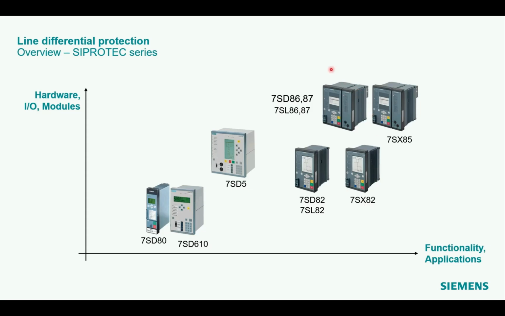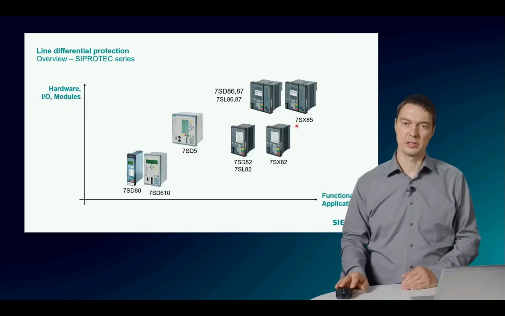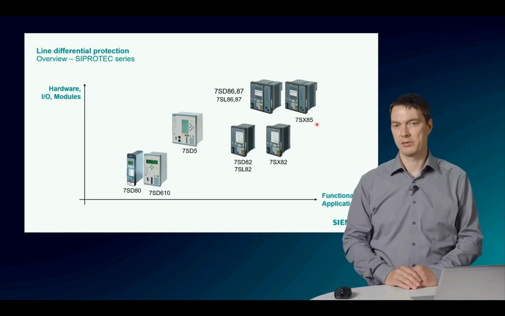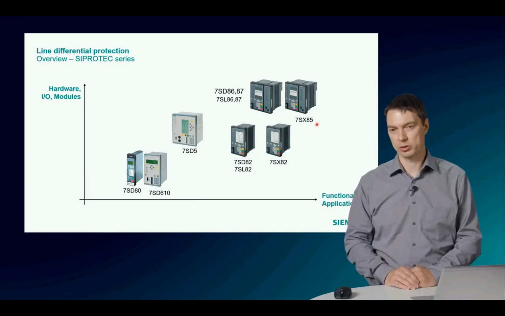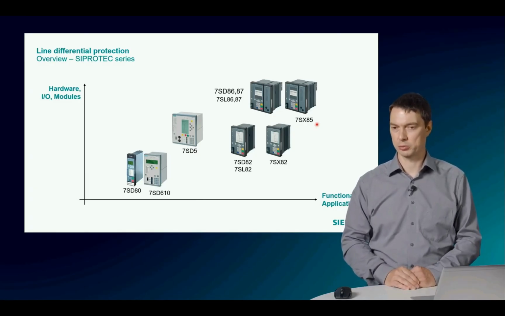The modular devices like the 7SD86 and 7SL86 provide 3-pole tripping, while the 87 devices also include single and 3-pole circuit breaker operation. The highest flexibility is provided by the universal device 7SX85, which also includes the line differential protection principle.